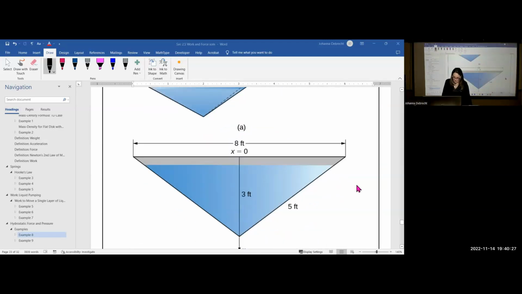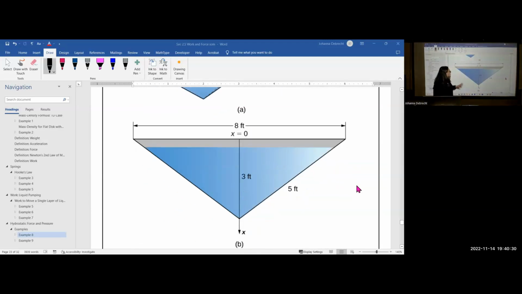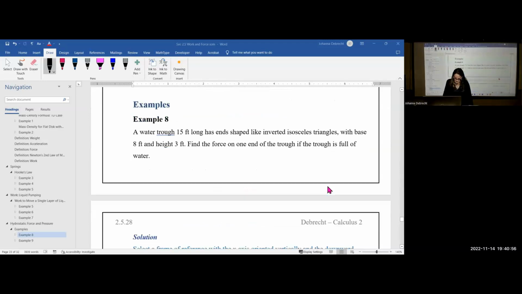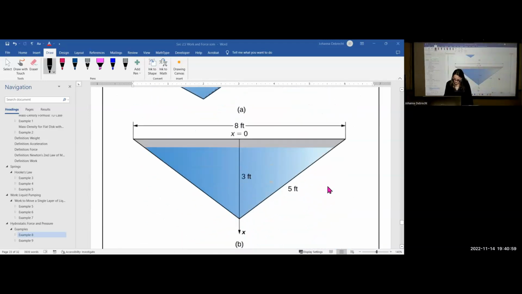So when we're looking at the end of this particular tank, we have this isosceles triangle. We have 8 feet here. We are setting our origin at the top of the tank. The water is supposed to go all the way to the top. So imagine that we've got blue all the way to the top. It's 3 feet deep. And I don't know where the 5 came from. I thought it said 15. Let's go back and check. Yes, 15 feet long. So there's an error here. Oh, this is 5 feet. Okay, so I thought they were talking about the length of the trough.